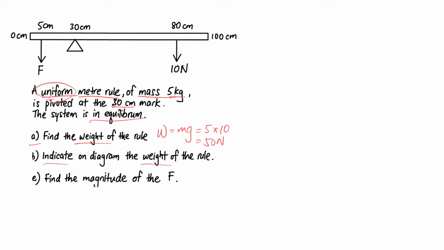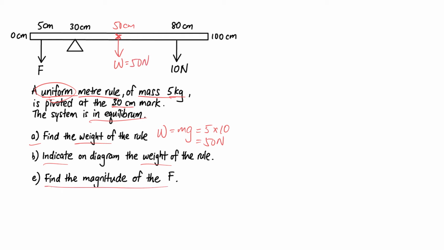And you're supposed to indicate the weight. Now this word here, uniform, is very important. That means the density is the same, every part is the same, so the CG, the center of gravity, will be exactly at the center, so this will be at the 50 cm mark, and you draw the weight vertically down from the center of gravity. Do not draw your weight this way, you will be marked wrong. Okay, so it's acting down from the CG, and you just put here, that's the weight of the meter rule, and that is 50 Newton.